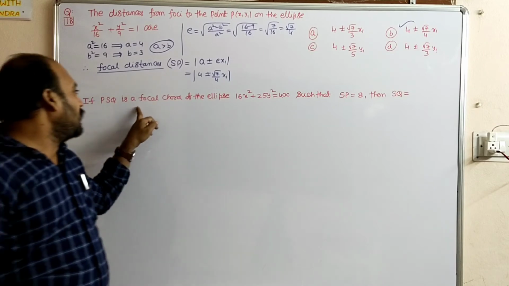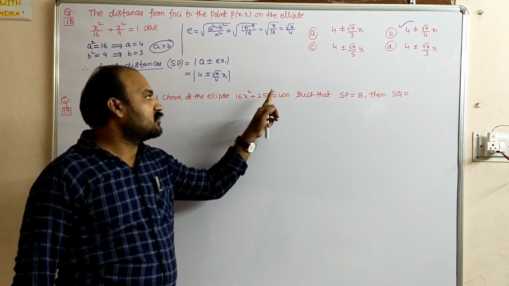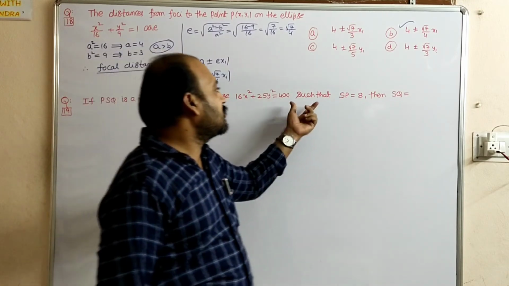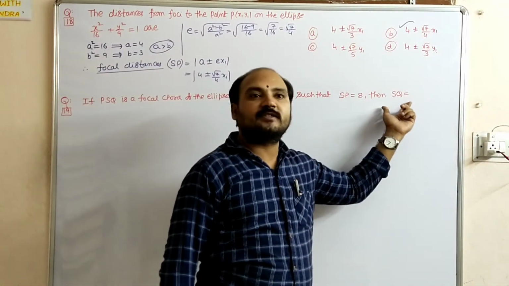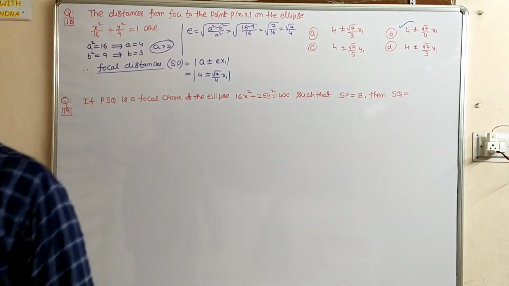If PSP dash is a focal chord of the ellipse 16x square plus 25y square equal to 400, such that SP equal to 8, then SQ equal to, here I forgot to write the options, I will give it.